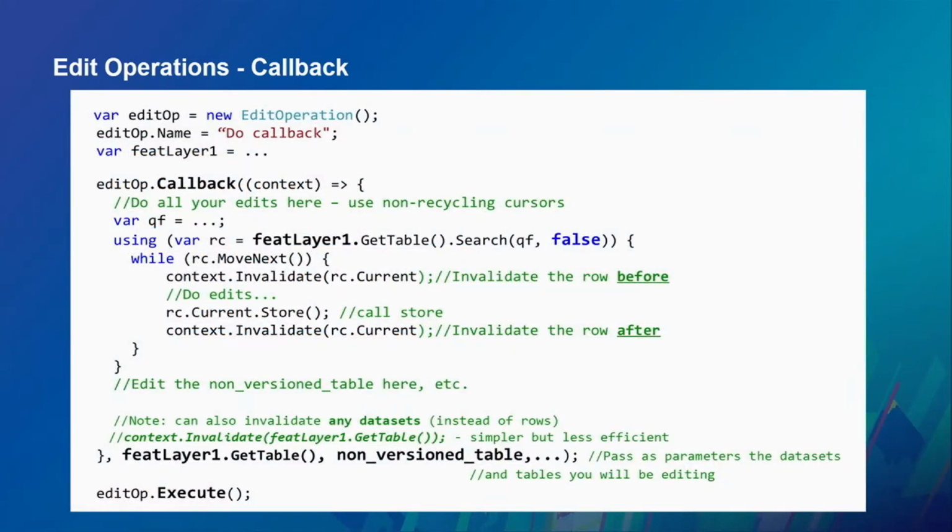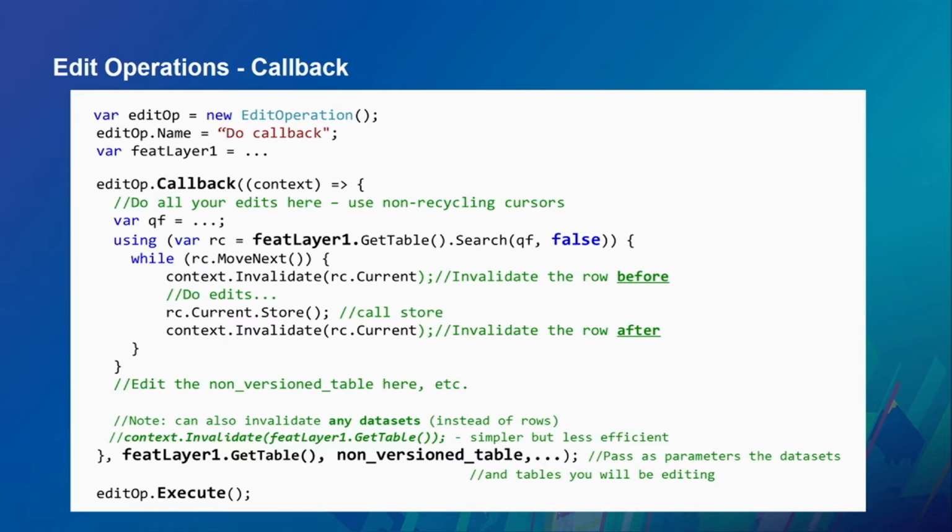So here's a code snippet for how the callback is configured. Again, create your edit operation and give it a name. Set up all the layer information that you're interested in, and then call the callback function. You need to provide it with a context, and that context is the data sets and the tables that you'll be editing. And then you can go ahead and do all your edits that you need to do.